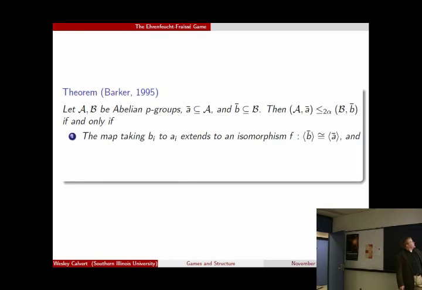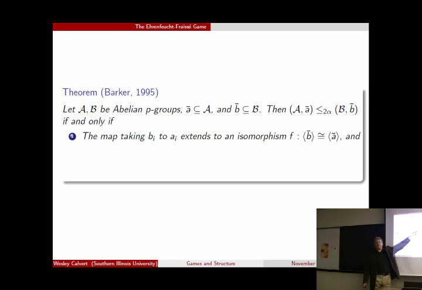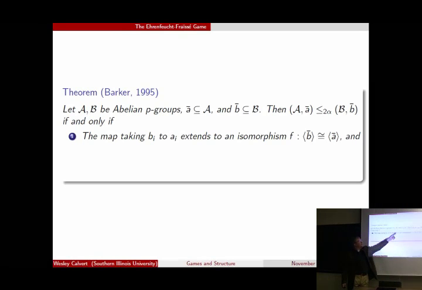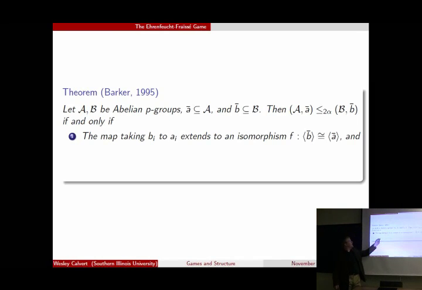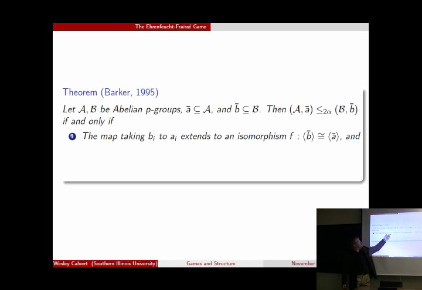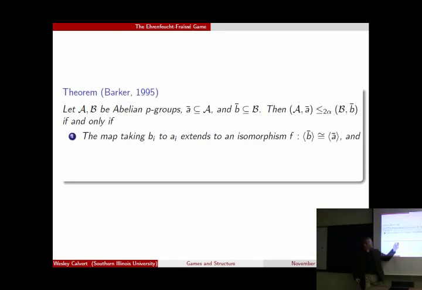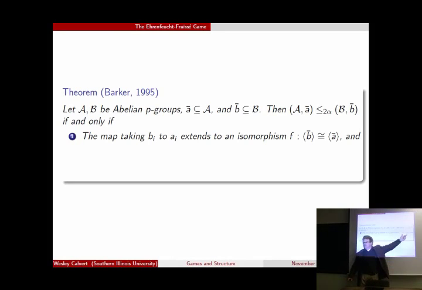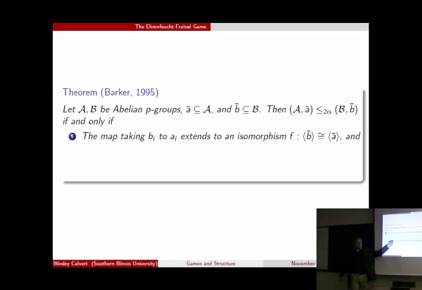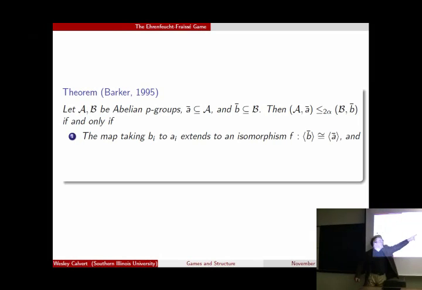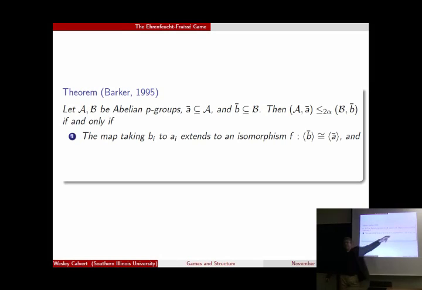So, first criterion for these two, for A to be 2 alpha less than B, is that the map that matches the corresponding elements of the tuples extends to an isomorphism of these 2 finite subgroups. Because everything's torsion here, remember. And it's not hard to check whether you have an isomorphism of 2 finite things.